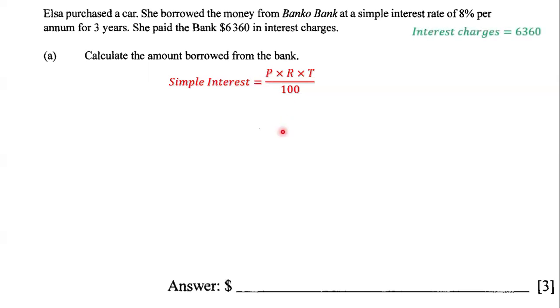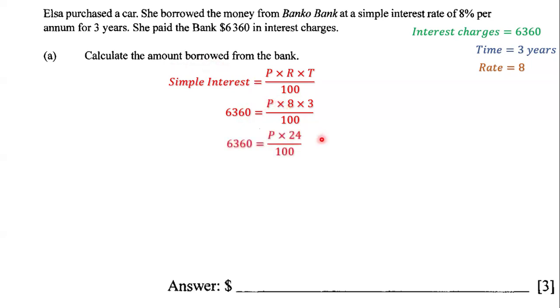Now, let's plug in the numbers. We know the interest charges, which is simple interest, is 6,360. We also know that the time they give us is 3 years, and the rate is given as 8%. So let's put those values into our equation. We have 6,360, that's the interest charges, the rate, which is 8, and the time, which is 3 years. Our goal is to solve for P, so we need to figure out what is the amount borrowed, what was the principal.